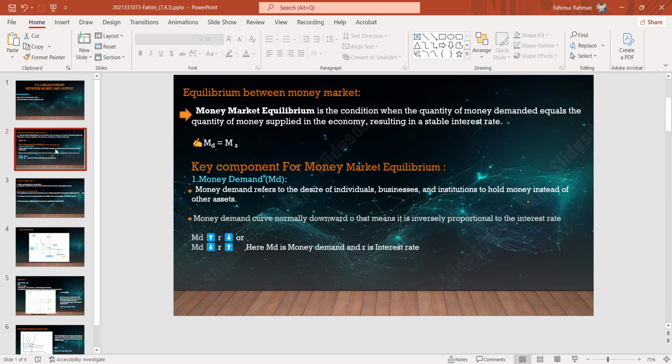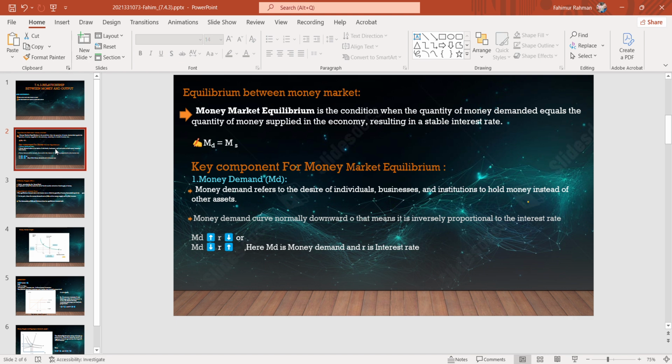So our first topic is equilibrium in the money market. What is equilibrium in the money market? Money market equilibrium is basically the condition where money demand and money supply are equal. If MD is equal to MS, then we can say that there is equilibrium in the money market. In the equilibrium of the money market, there will be a stable interest rate.